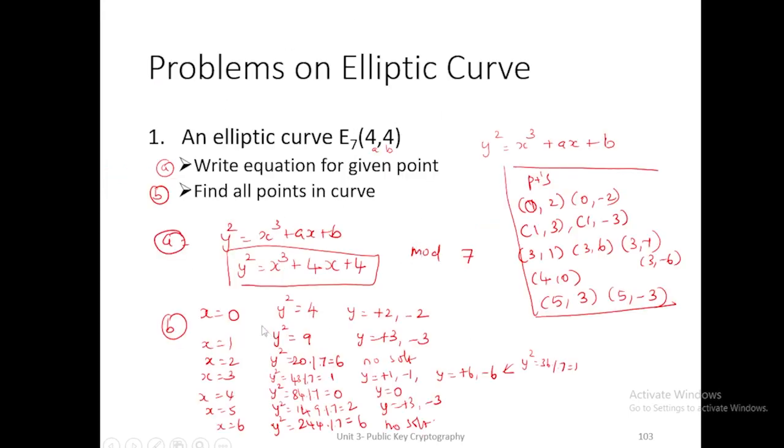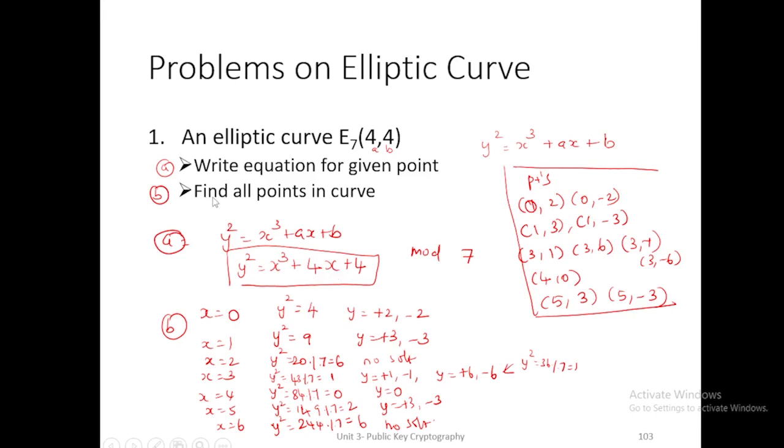So let us read the problem. An elliptic curve E7 of 4, 4. So A is equal to 4, B is equal to 4. Write the equation for the given point. So what is the generalized form of elliptic curve equation? y squared equal to x cube plus ax plus b. So a and b are given. a value is 4, b value is 4. You substitute that value in this equation. So the new equation is y squared equal to x cube plus 4x plus 4. So this is the equation.